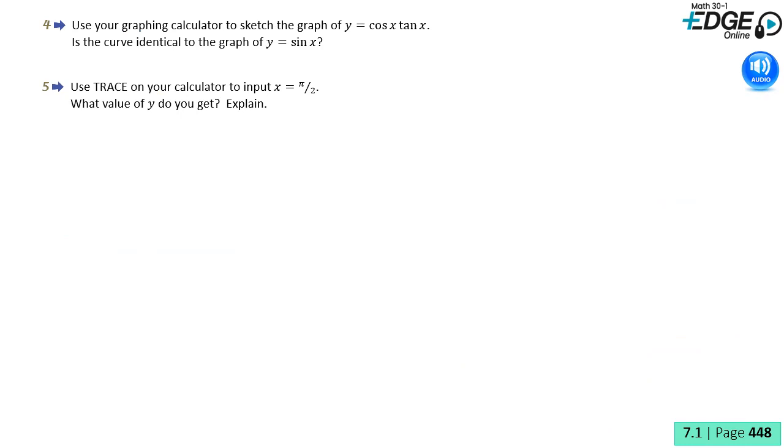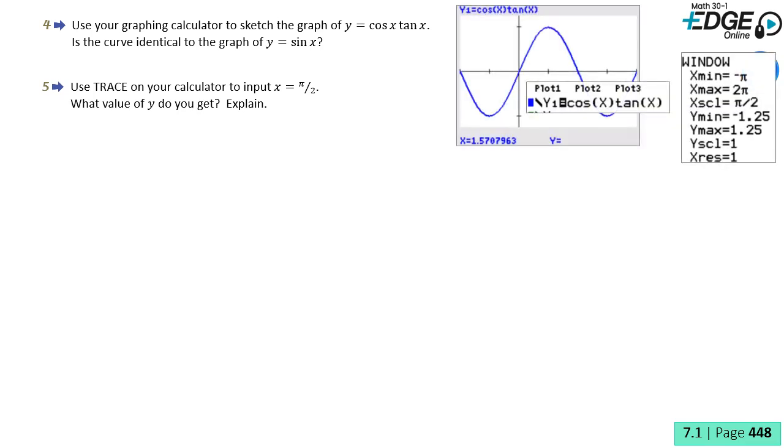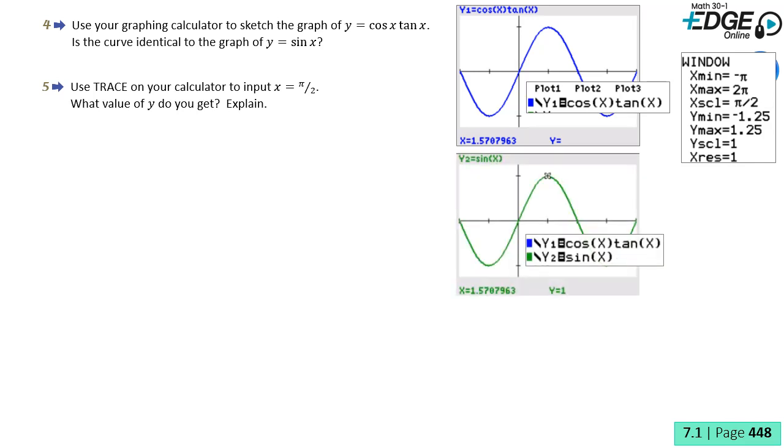Here we're asked to use our graphing calculator to sketch y equals cos x tan x. We're then asked if this curve is identical to the graph of y equals sine x. In blue, here is the graph of cos x tan x. Here in green is the graph of sine x. You can see that they appear identical.